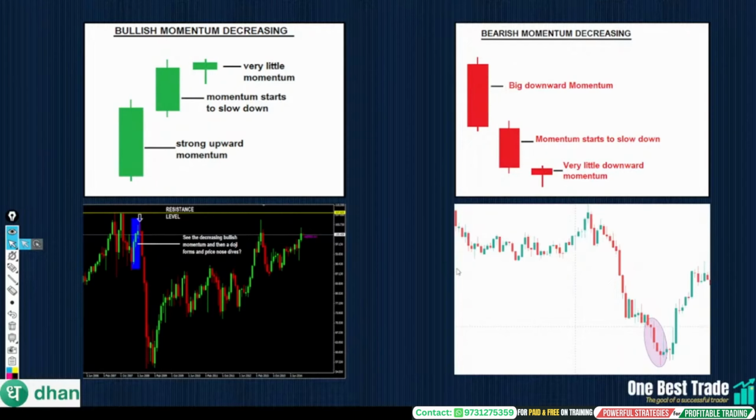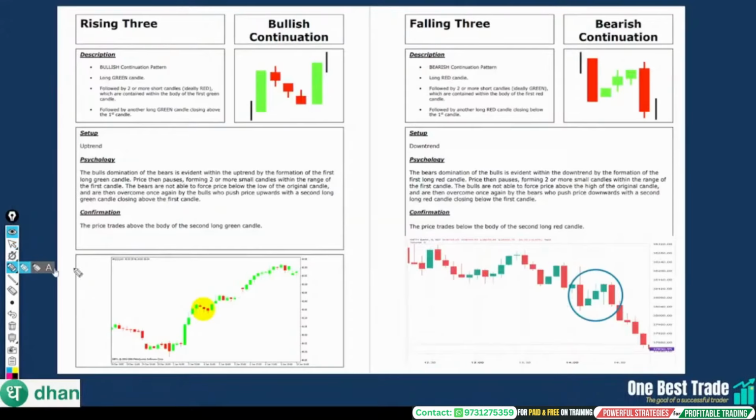It comes near the resistance and support. It comes near the supply zones and demand zones. Do remember this. Now, the only continuation pattern which I'm teaching you is the rising 3 and falling 3. My dear friends, remember this. This is a multi-candle continuation pattern.